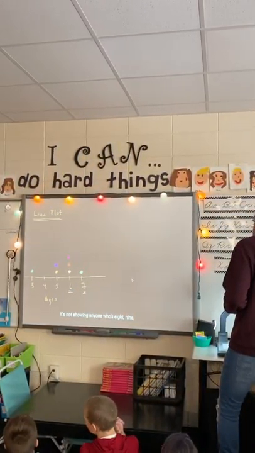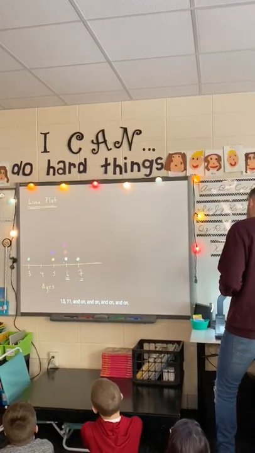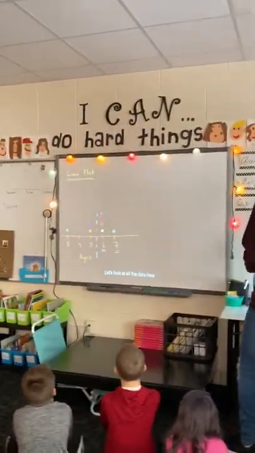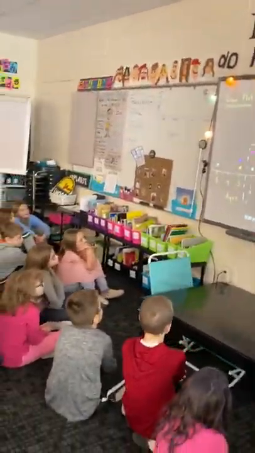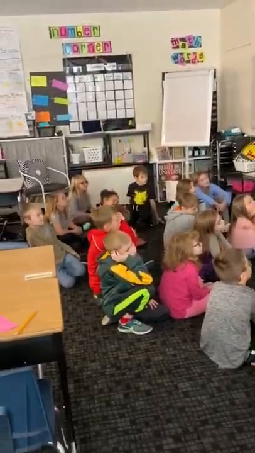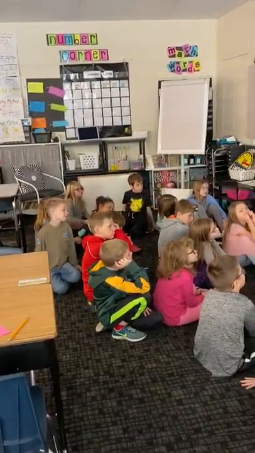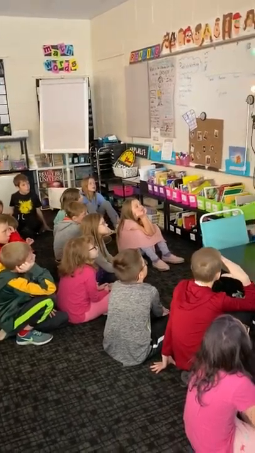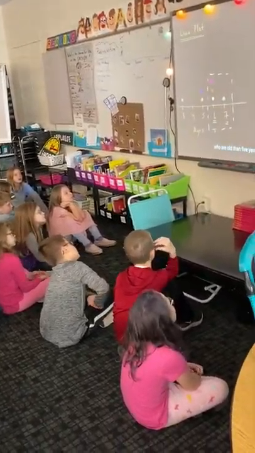It's not showing anyone who's 8, 9, 10, 11, and on and on. So let's look at all the dots here that are more than 5 years old. There are 3 6-year-olds and there's 1 7-year-old. So there are 1, 2, 3, 4 people who are older than 5 years old.